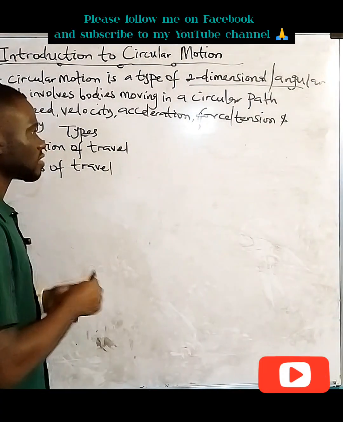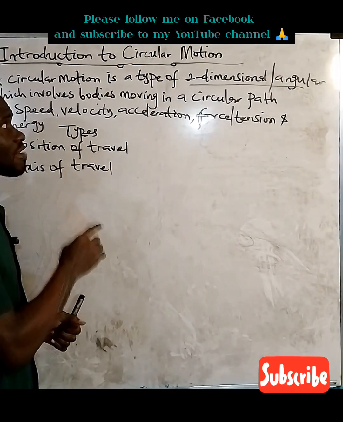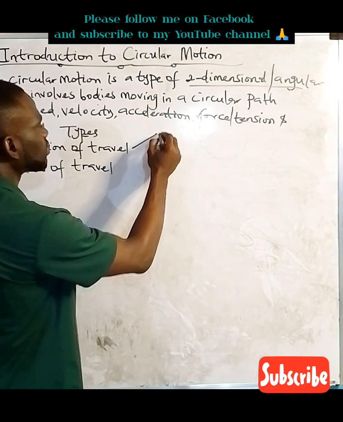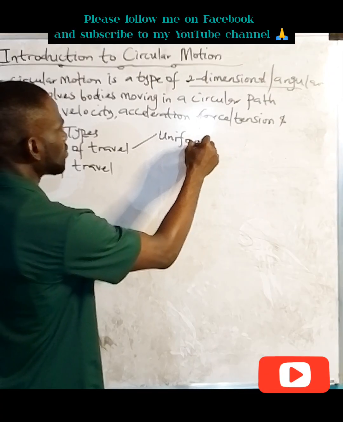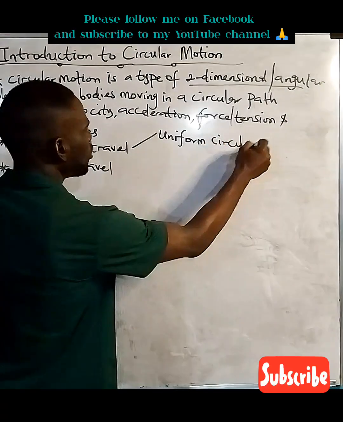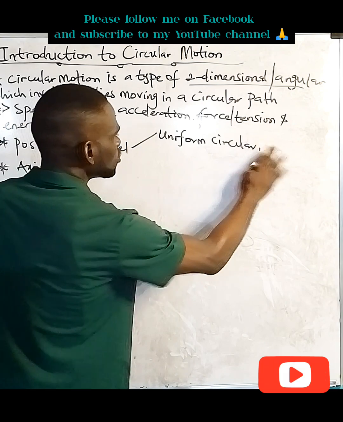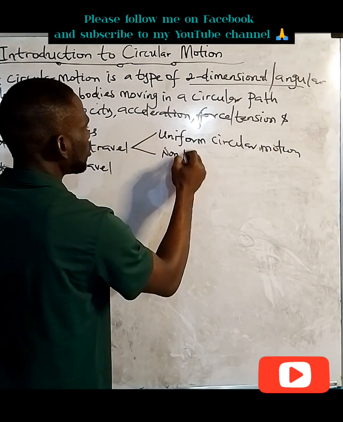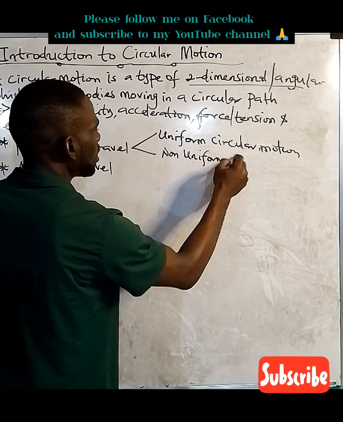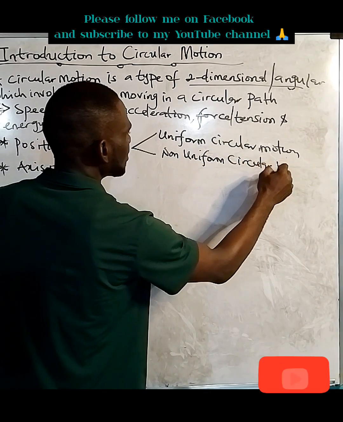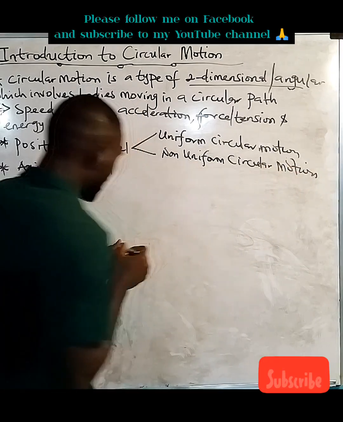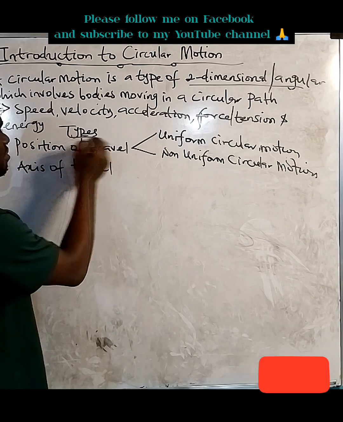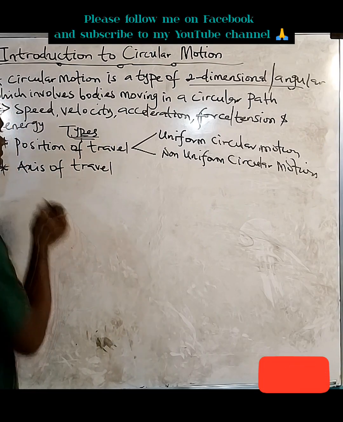Now, what are the types of circular motion that we have based on position of travel? Based on position of travel, we have what we call the uniform circular motion. And also we have the non-uniform circular motion. These are the types of circular motion that we have based on the position of travel. Don't forget we are discussing the types of circular motion. And also the next is based on axis of travel.